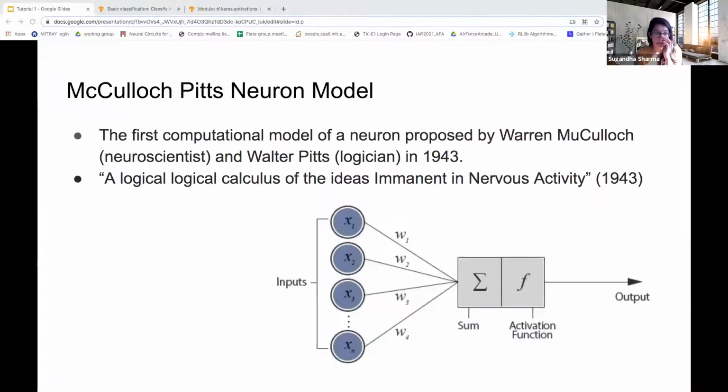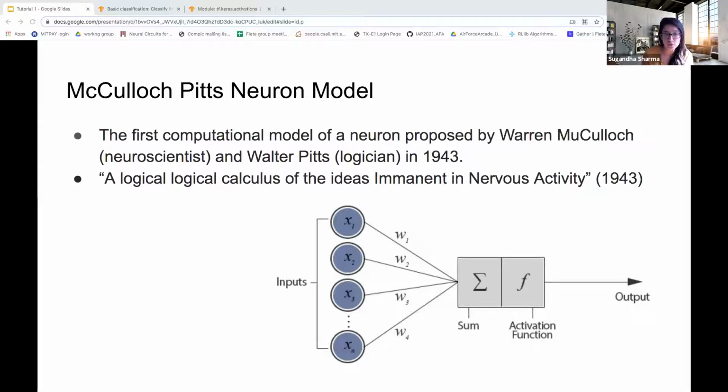Let's look at the first ever neuron model. The first ever neuron model was proposed in 1943 by McCulloch, who was a neuroscientist, and Walter Pitts, who was a logician who worked in logic. This is the name of the paper that first published this neuron model. And you'll see in the paper that it's basically inspired by the human neuron model. And the model looks like this.